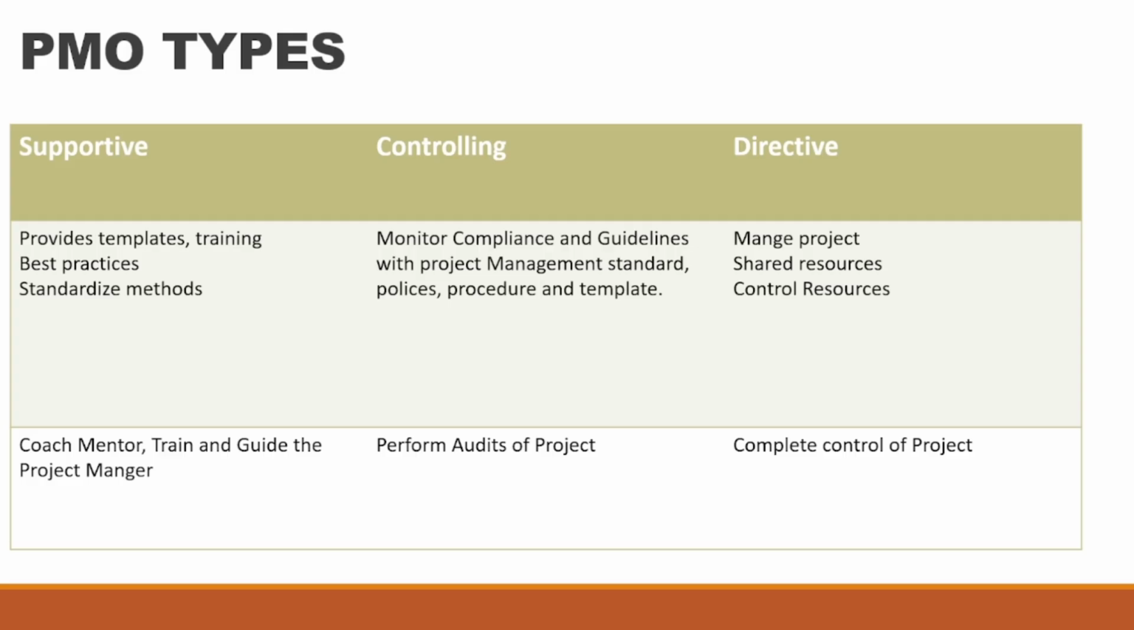Controlling is monitoring compliance with the project management standardized policy, procedures, and templates. This type of PMO controls, performs audits, and pinpoints shortcomings. And directive means they are in complete control of the project. They actually manage the project, share the documents, and control the resources.